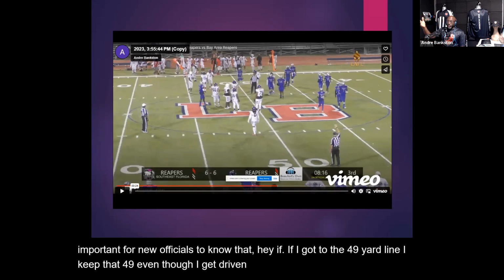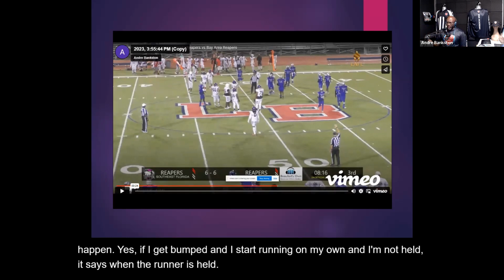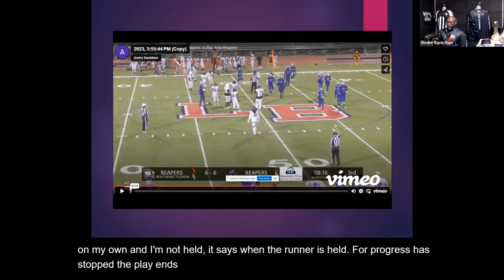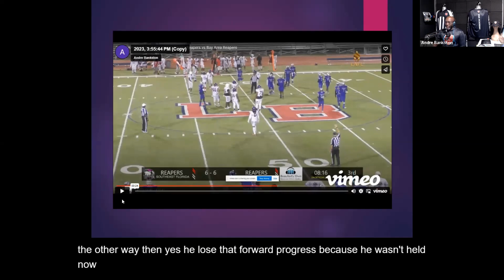Are there times when that won't happen? Yes. If he gets bumped and starts running on his own and he's not held, the rule says when the runner is held, forward progress is stopped, the play ends. So if he got hit and driven back and loops around the other way, then yes, he loses that forward progress because he wasn't held. Now, this is another one that happened over the weekend. Let's look at this one here.